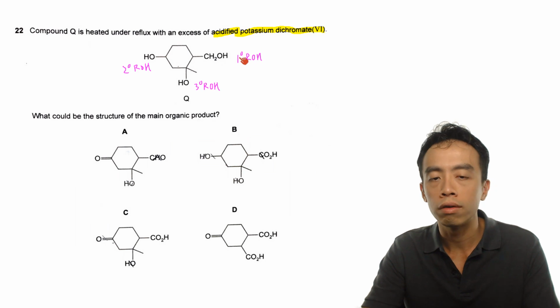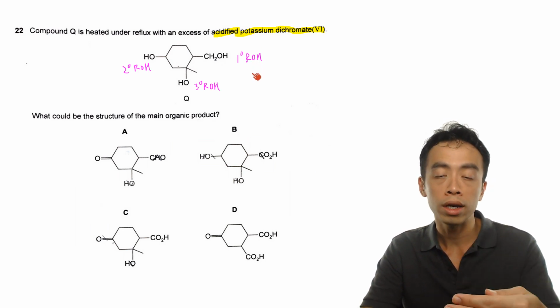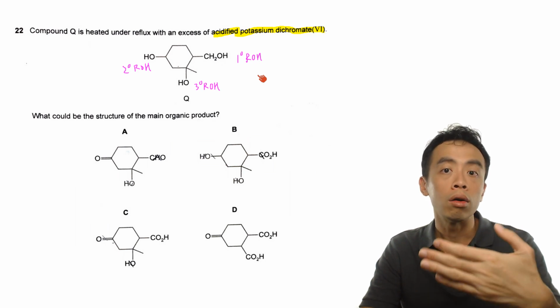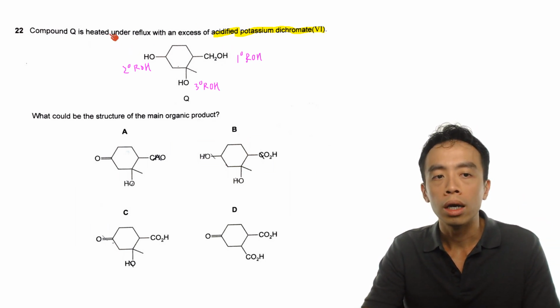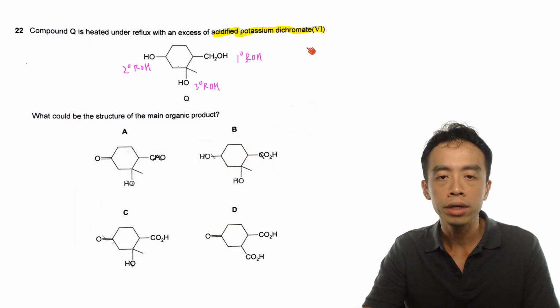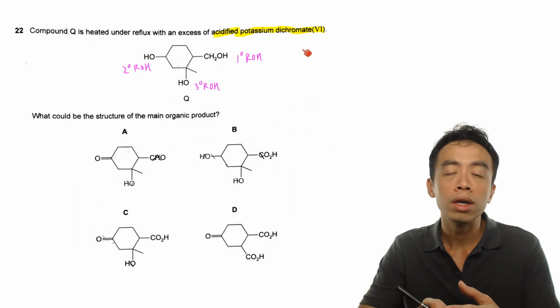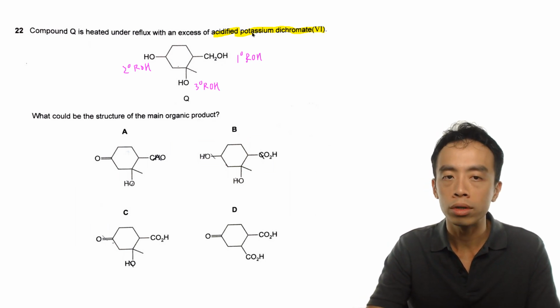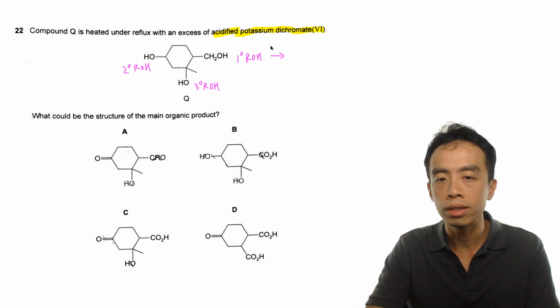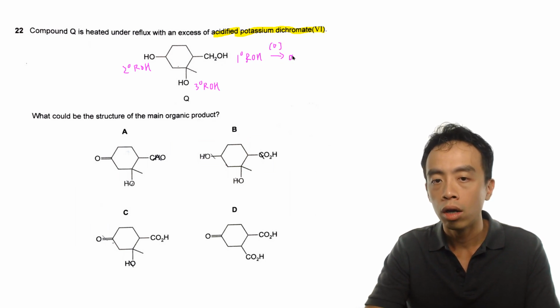So the first one involves the primary alcohol. Now a primary alcohol by right can be oxidized to an aldehyde and then subsequently oxidized to the acid functional group. But since we are heating under reflux with an excess of acidified potassium dichromate, we will not get the aldehyde functional group. This will be oxidized all the way to carboxylic acid. So maybe let me write this down here first. This will be oxidized all the way to the acid functional group.